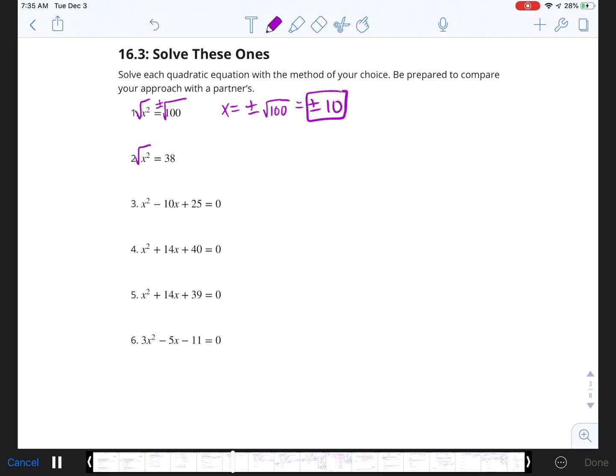All right, so number 2 is the same thing. So I get plus or minus the square root of 38. But this time, square root of 38 is not a perfect square. 38 is 19 times 2. 19 and 2 can't simplify. So I'm just done. That's the answer. I can't simplify it any further. It's just plus or minus the square root of 38.